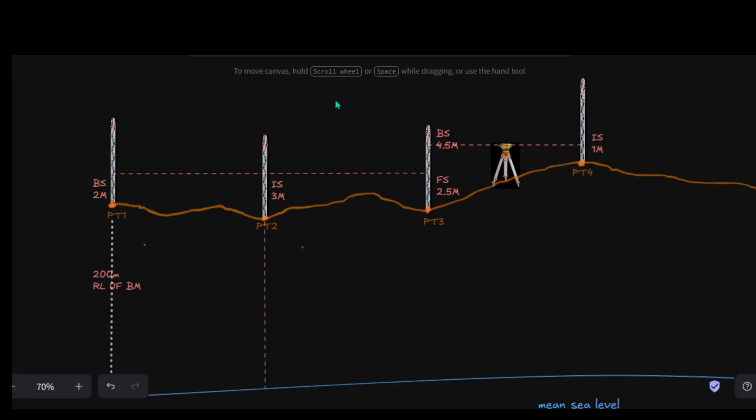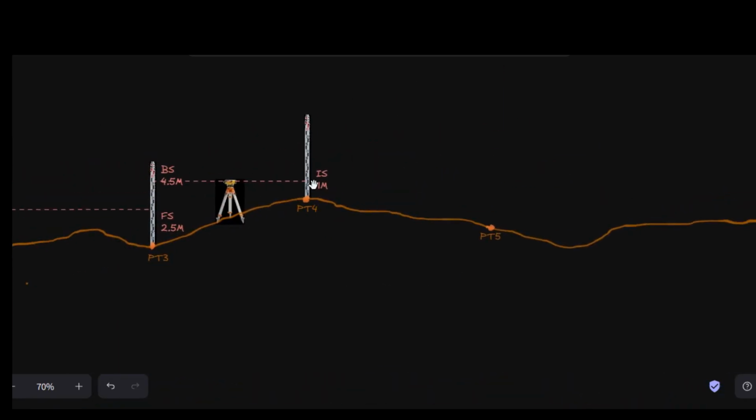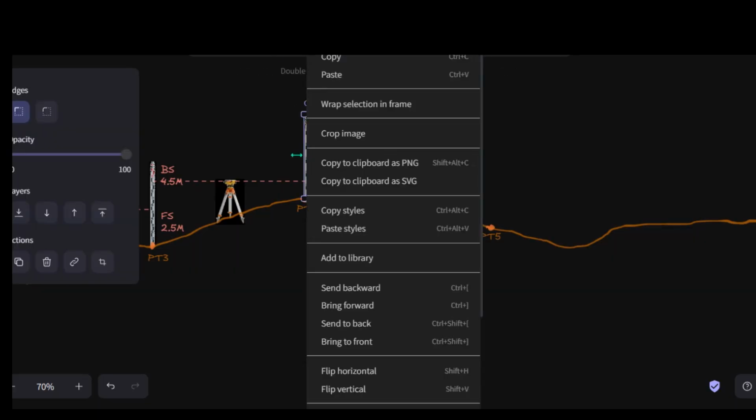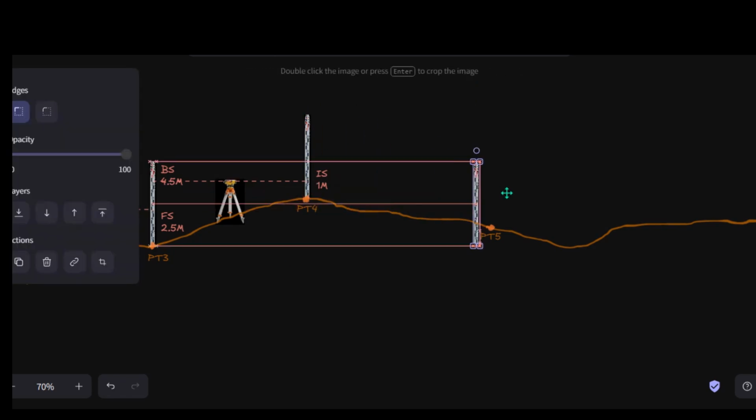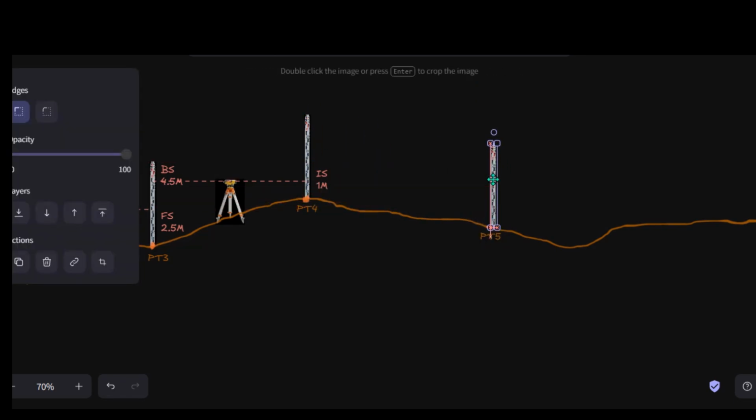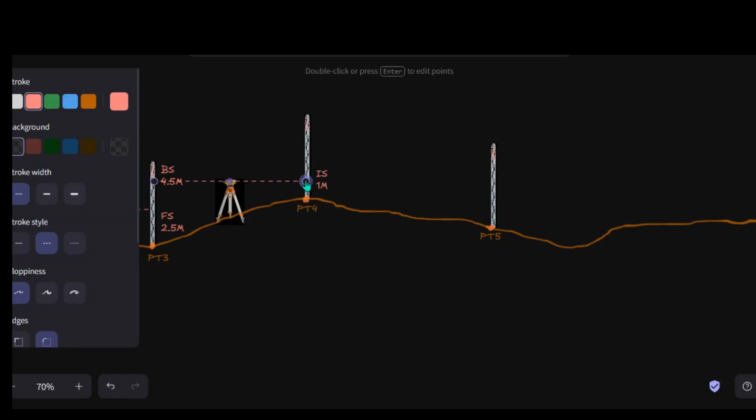Now we've taken this reading here. We want to take this other reading, and it is very possible to view from there. So we will just move this staff to this point. So what do we have? Let's view this staff from here.